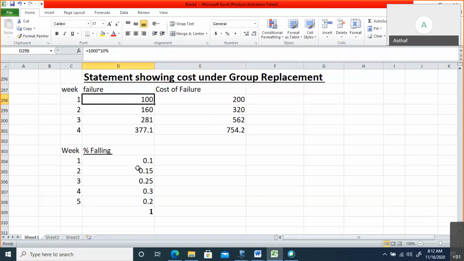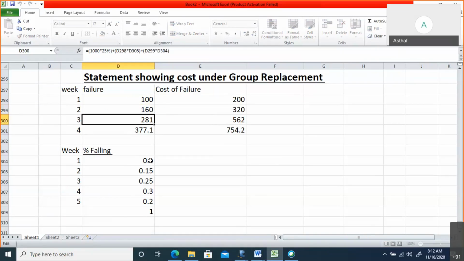We have discussed that 1000 into 10% is the first week. For the second week, 1000 into 15% plus the 100 from the last week completed, that will be 2 minus 1, so 10% will have to be used. Same thing here. Now what are we going to do? The initial cost.